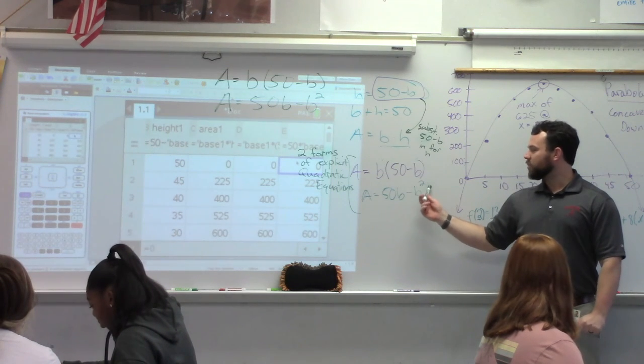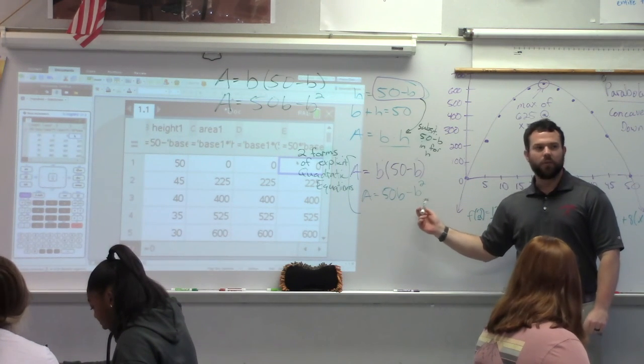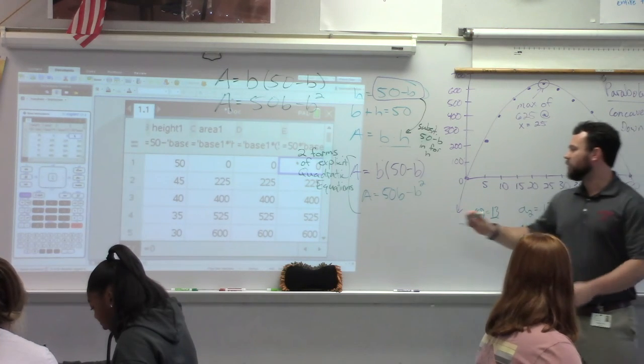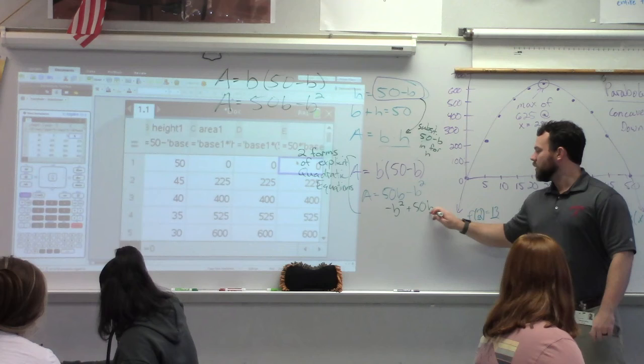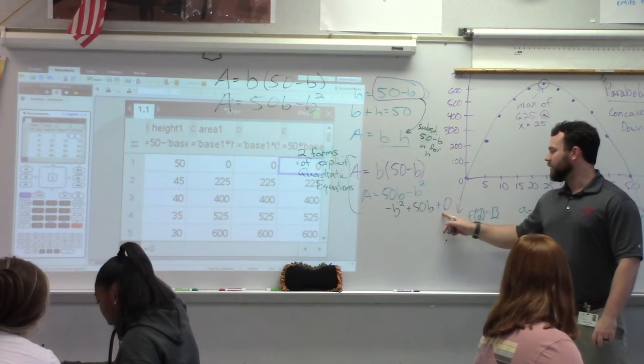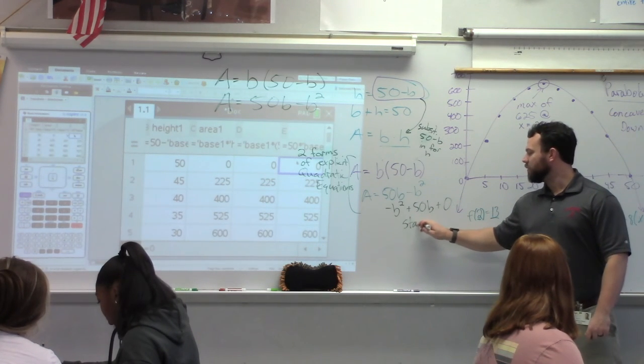This has a square in it on the variable. That's known as standard form. We typically write standard form this way. And then there is a constant at the end. That's known as standard.